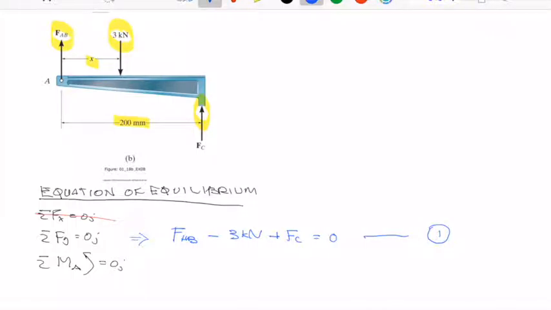Similarly, I can also do the summation of moments at point A. If I'm sitting at point A here, all I can see is the moment of the 3 kilonewton and the moment generated by FC. I don't have a moment from FAB because FAB's line of action runs through point A, and it does not have any moment arm. So let's do the summation of moments at point A.